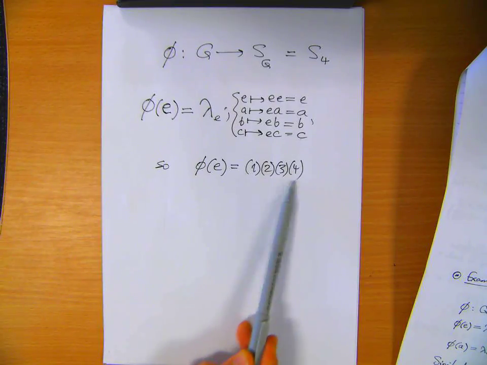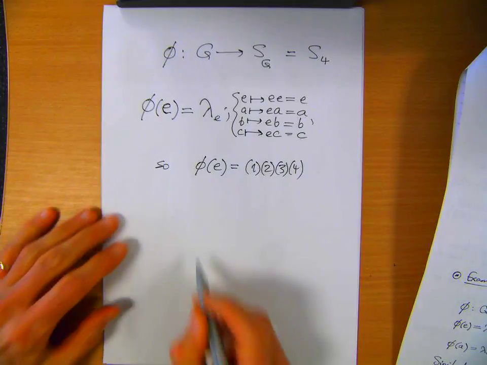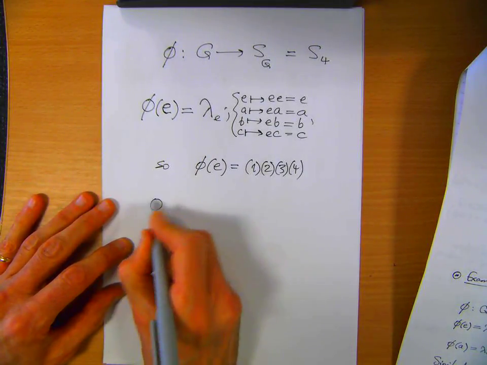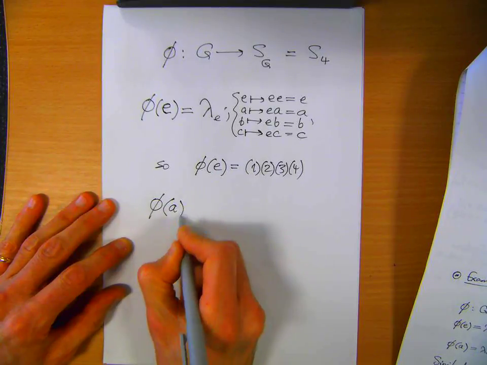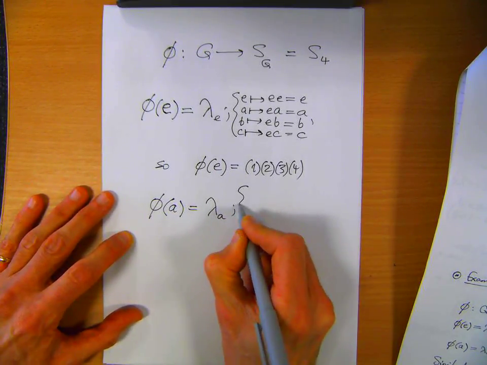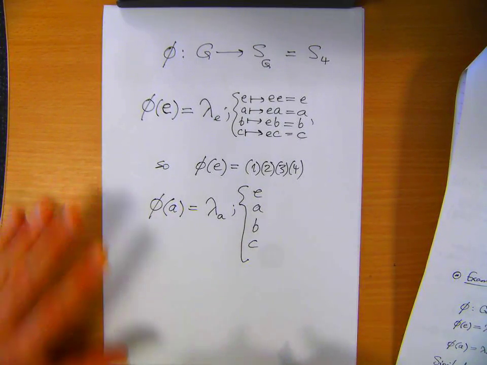I can't call this E here because E is the identity element in G. Well, that might not be so instructive because we're looking at the identity. So let's look at phi of A, for instance. So that's lambda sub A. And where does this take E, A, B, and C?